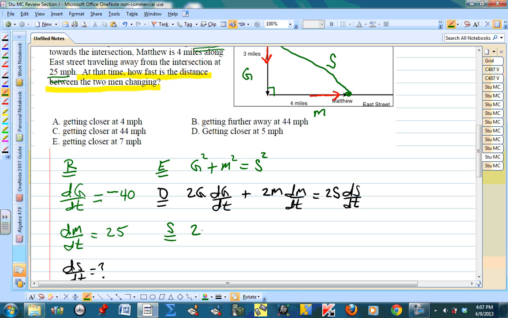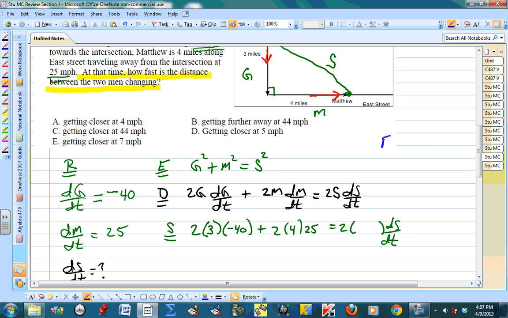Let's see, 2 times g, looks like g is 3 at this moment. dg/dt is negative 40. Plus 2 times m, let's see, m was 4 at that moment. dm/dt was 25. That's going to equal 2 times s. We're going to need to calculate s. And we don't know what ds/dt is. That's what we're solving for.